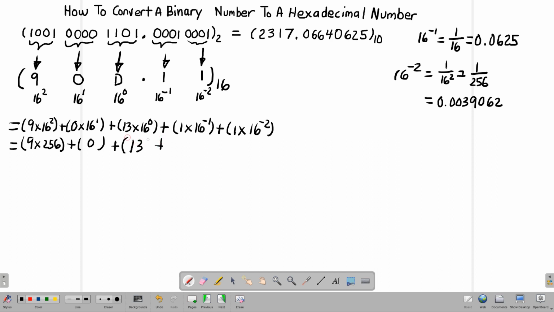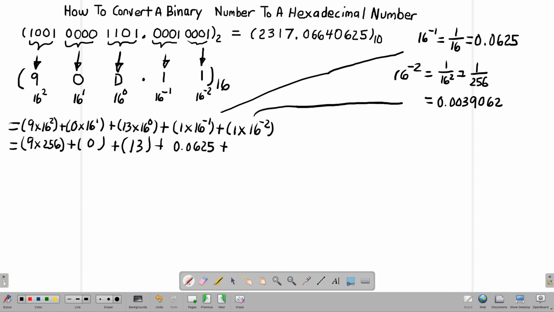Let's put this in parentheses. Now we have 1 times 16 to the minus 1 power, and we just showed what that value is, so that value goes here: 0.0625. Also we have 1 times 16 to the minus 2 power. We showed that's this value, so we add it in the computation: 0.0039062. Now let's add it up.